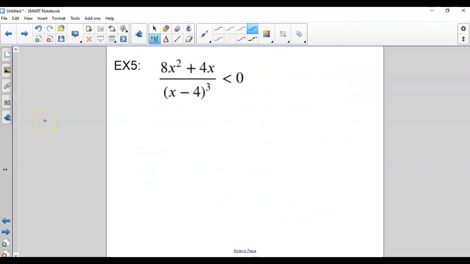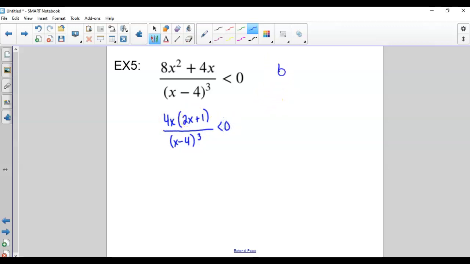So here we've got 8x squared plus 4x over x minus 4 to the third is less than 0. So we want to factor first. In that numerator, I could factor out a 4x, just the greatest common factor there. That would be 2x plus 1 left in that numerator. And then in the denominator, we would have x minus 4 to the third, and this is less than 0.